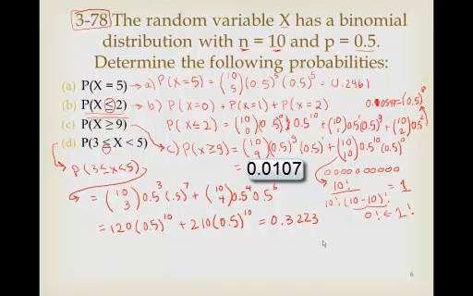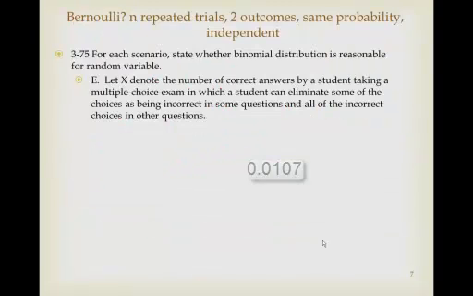So now let's move ahead. Okay, now here's another of that series of problems from 375. This one is E. It says, let X denote the number of correct answers by a student taking a multiple choice exam in which a student can eliminate some of the choices as being incorrect in some answers, and sometimes they can actually eliminate all the incorrect choices.